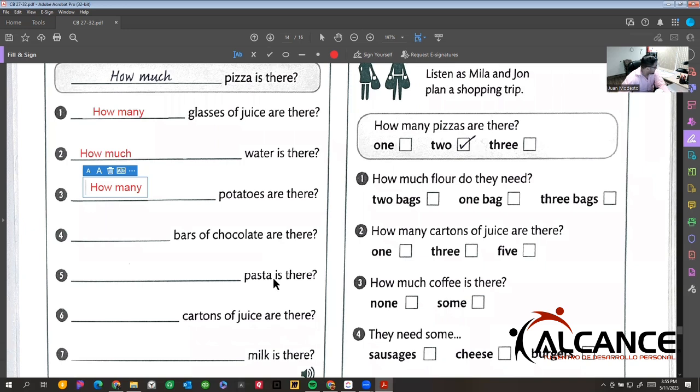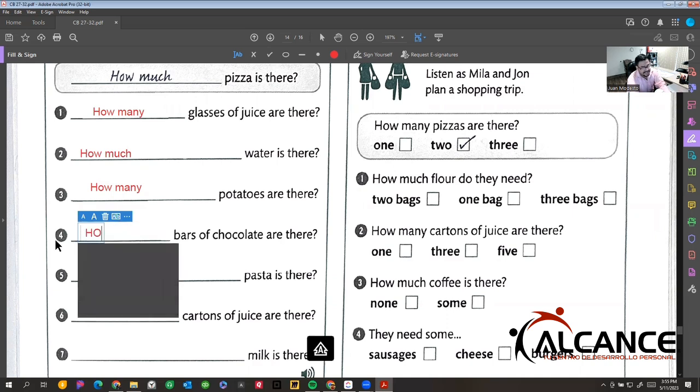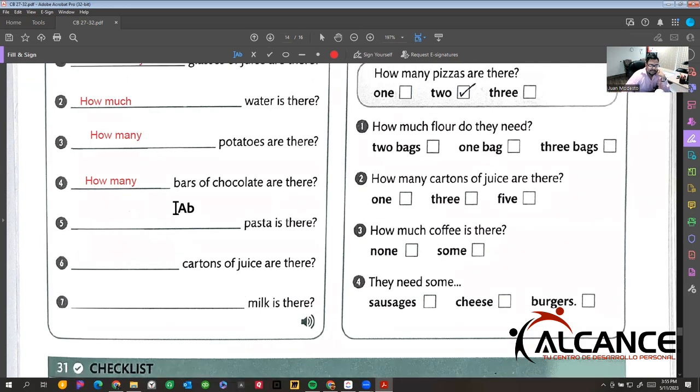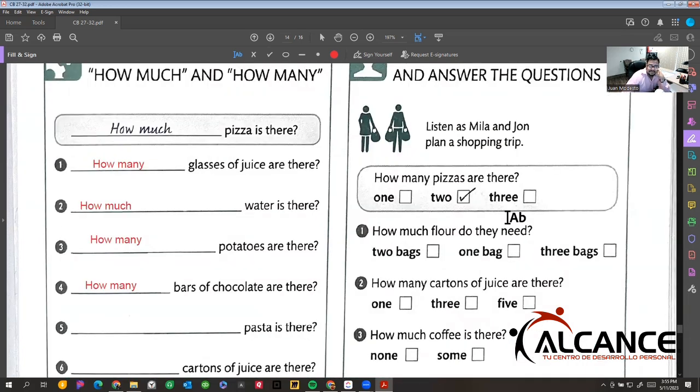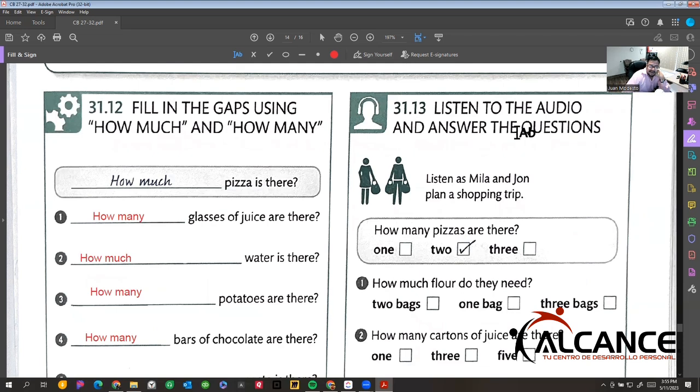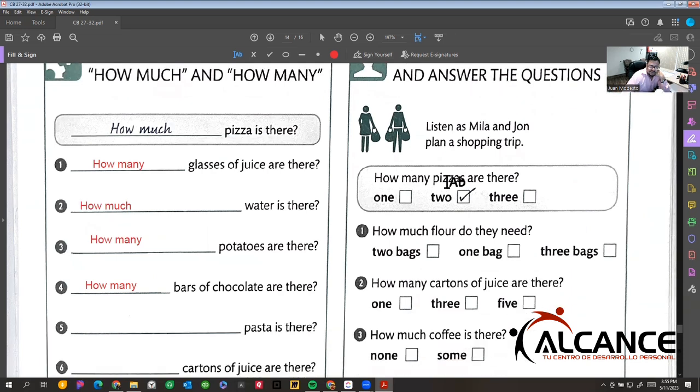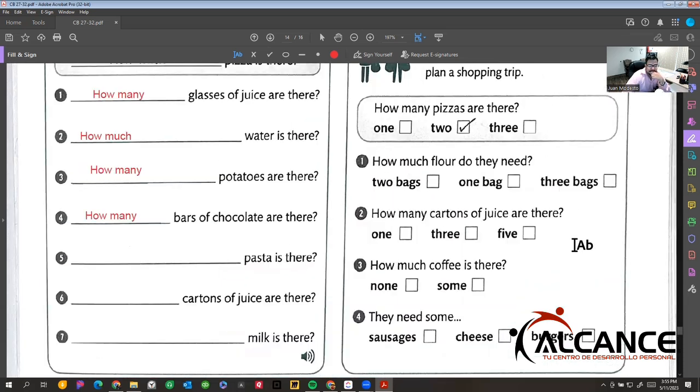Barras de chocolate ahora sí se pueden contar, right? So es how many bars? Ahora sí se pueden contar. How many bars, right? Y ya, so on. Ustedes lo llenan. Aquí se tiene que escuchar el audio so you can determine which one. How much flour do they need? 1 bag, 2 bags, 3 bags. Ya, eliges usando el audio.